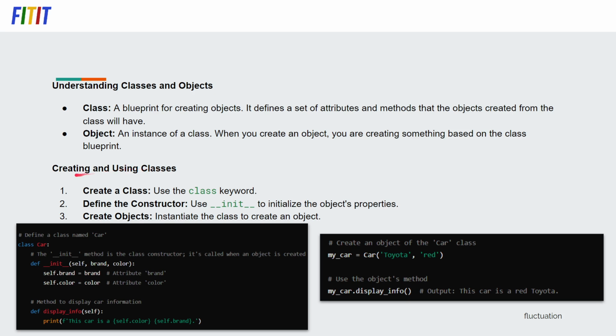Basic syntax. Creating and using classes. Create a class: use the class keyword. Define the constructor: use it to initialize the object's properties. Create objects: instantiate the class to create an object.